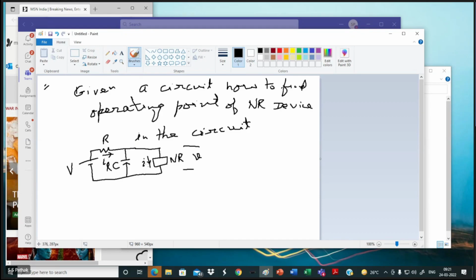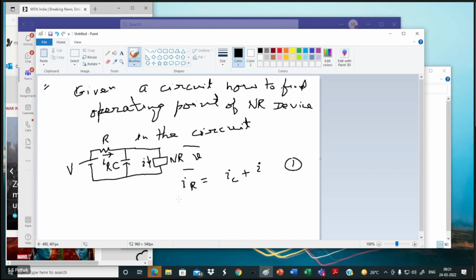Then I want to find this I. There will be one current IC going through this. Okay? Fine. So my equation is IR equal to current through this, then current through the non-linear or negative resistance device like that. This is my equation number 1, up to this point over there.